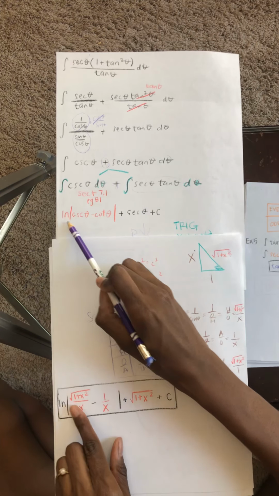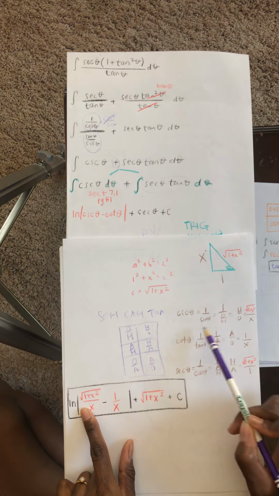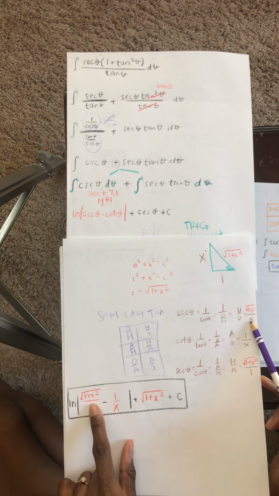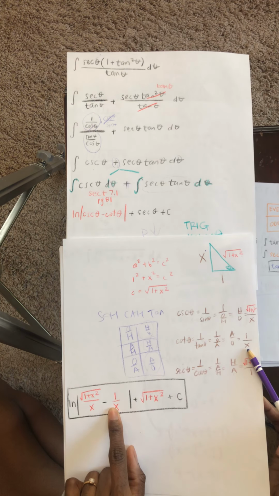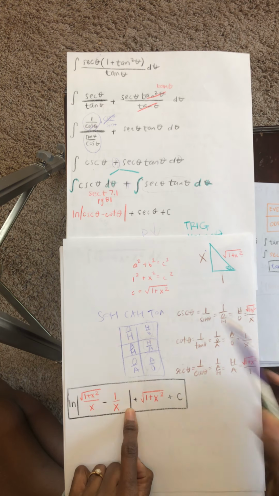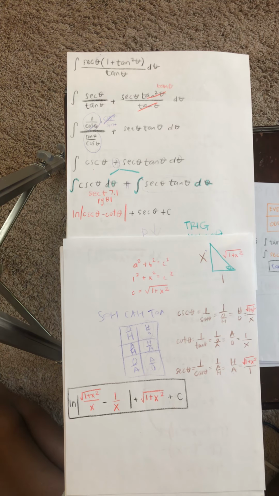So we have the natural log of the absolute value. Instead of secant theta, we are now going to write the square root of 1 plus x squared over x, minus, instead of cotangent theta, we're now going to write 1 over x, close the absolute value, plus, instead of secant, we're going to write our radical, plus c. And that would be the final answer.